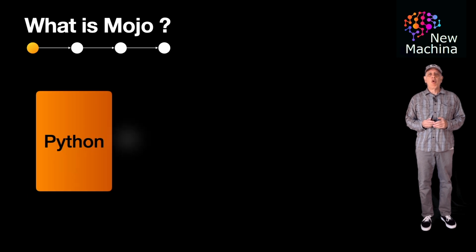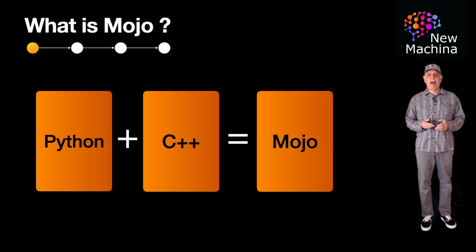Mojo is a new programming language designed to combine the ease of Python with the performance capabilities of languages like C++. Mojo is primarily targeting engineers building AI ML workloads. Mojo is being developed by MLIR, an AI infrastructure company founded by Chris Slatner and Tim Davis.